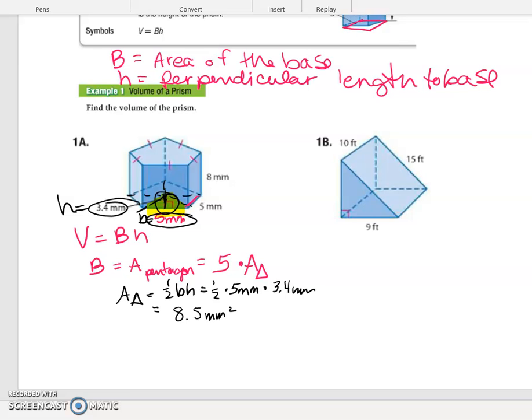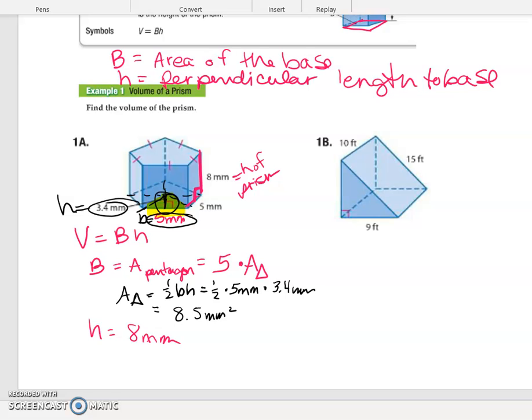Okay, so we have the area of the base. The height of our pyramid is always going to be perpendicular to the base. This would actually form a right angle here. And so this is the height of the prism. I think I said pyramid, but this is a prism. So that's 8 millimeters there.